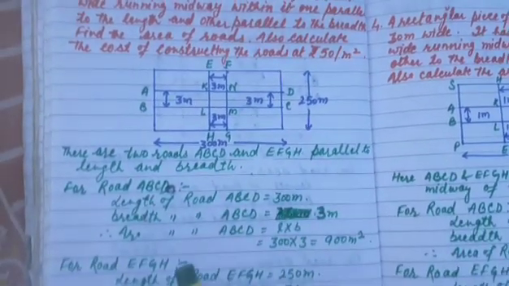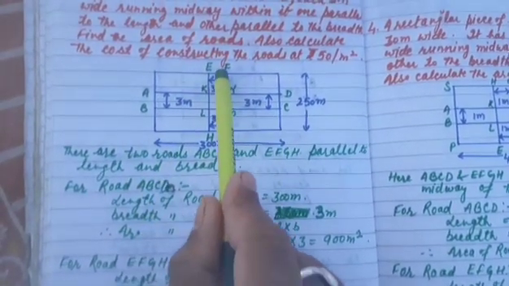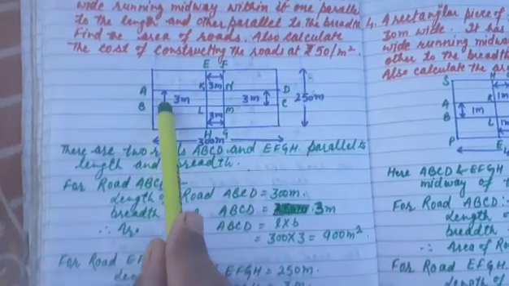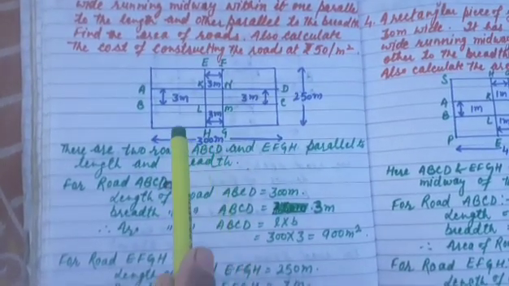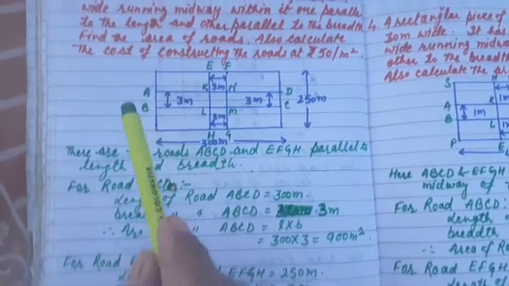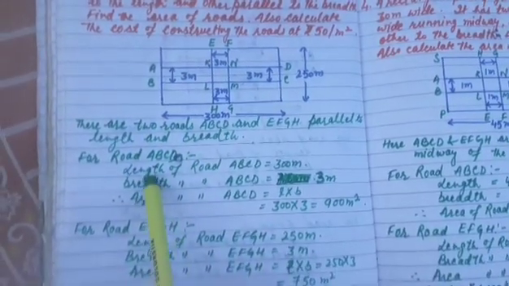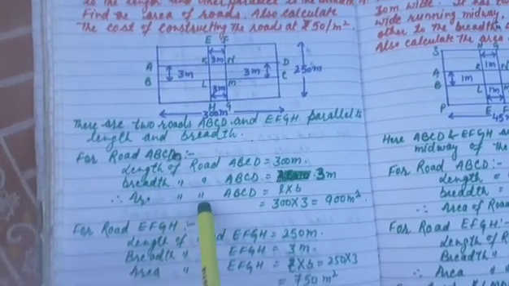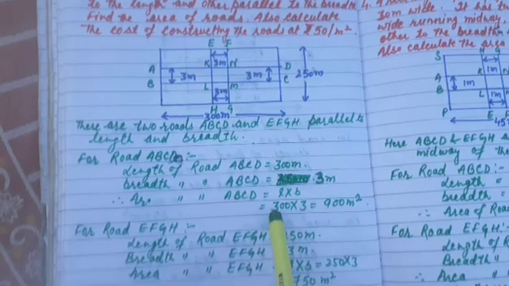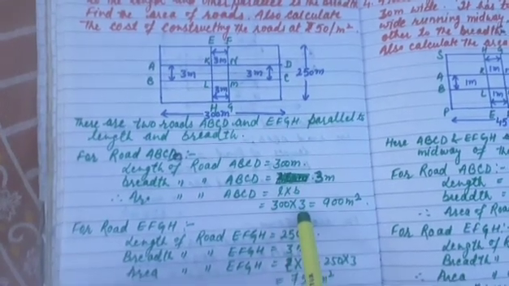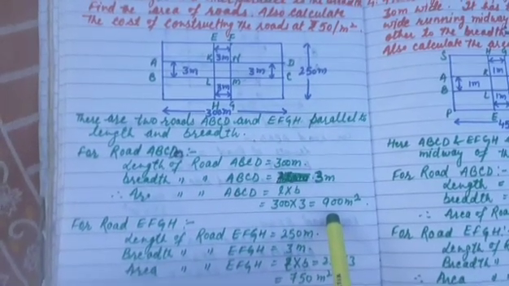So in this case again we will find the area of the first road and then the second road. The length of this road becomes 300 meter and width is 3 meter. So the area of this road ABCD is equal to length into breadth, that is 300 into 3, and it is equal to 900 meter square.